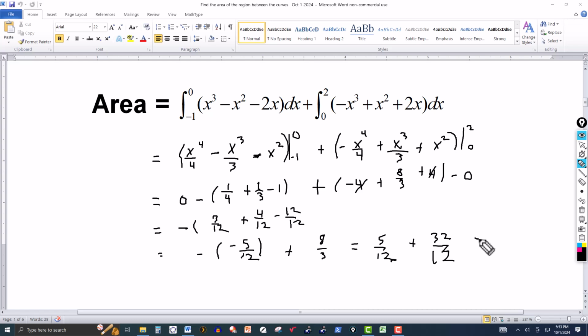And then we just add these. 5 plus 32 is 37 over 12. And that's the area of that region. Actually, it's the two regions. So that's the area of the region between the curves.